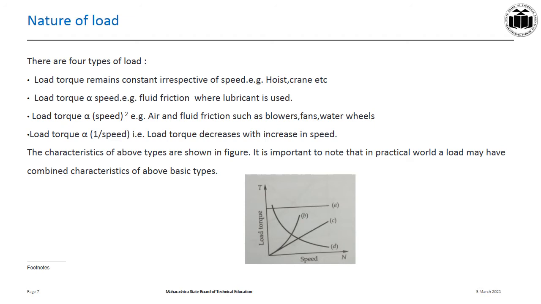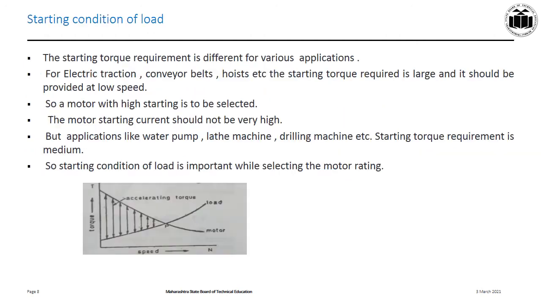Number 2. When the torque is directly proportional to the speed. Example is the fluid friction where the lubricant is used. Number 3. When the load torque is directly proportional to the square of the speed. It happens with the air and the fluid friction, that is in the blowers, fans, etc. And the fourth category, in which the load torque is inversely proportional, that is load torque decreases with increase in the speed. So first of all, we have to understand the nature of load.